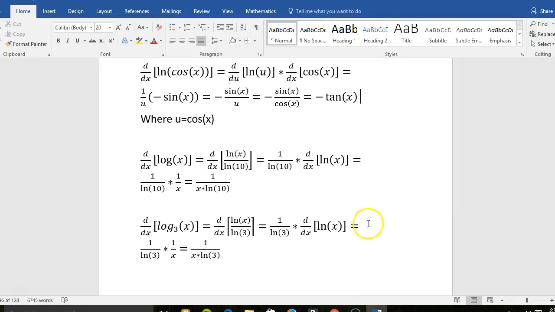What about the 10 log? This is understood to be log base 10. The derivative with respect to x of log base 10 of x. Now remember, by algebra 2, log base 10 of x is ln x over ln 10. So it's d by dx of ln x over ln 10. Now what you do is you factor out a constant. You factor out 1 over ln 10, and you just get d by dx of ln x. Oh, okay. Hey, that's just 1 over ln 10 times 1 over x.